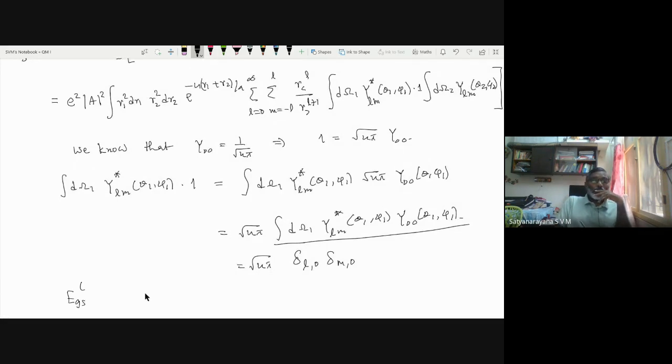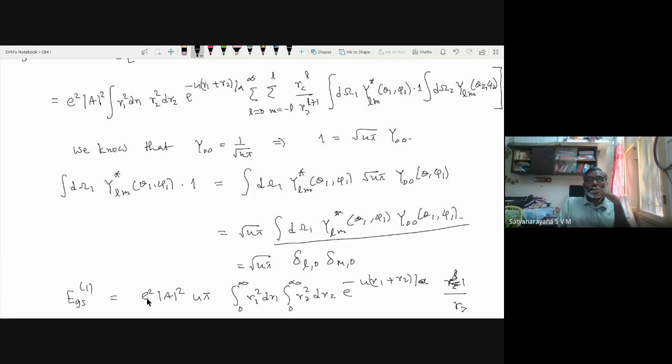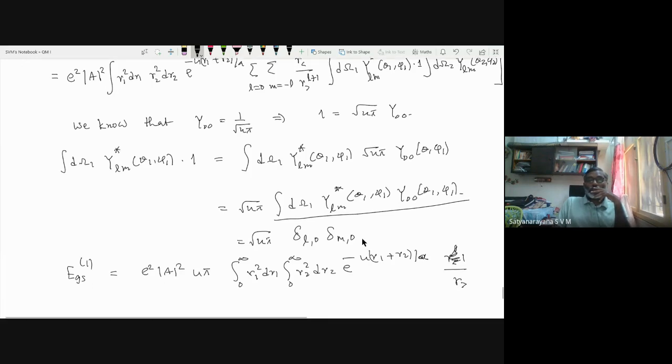So EGS of 1 is equal to e square mod A square, and then a 4 pi comes from there and a 4 pi comes from there. 4 pi integral 0 to infinity R1 square dR1, 0 to infinity R2 square dR2 into e to the minus 4(R1 plus R2)/A, into you have R less to the L with L equal to 0. So that means this is not there. So 1 by R large. That's all that we have.